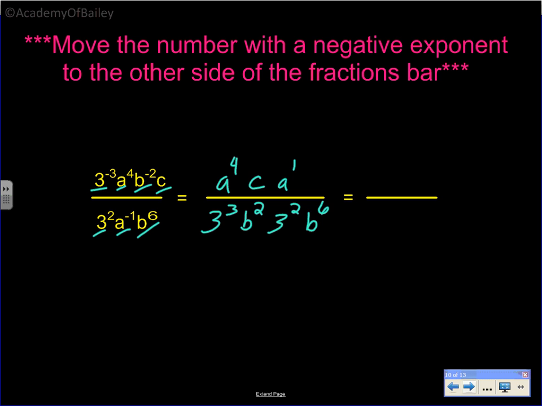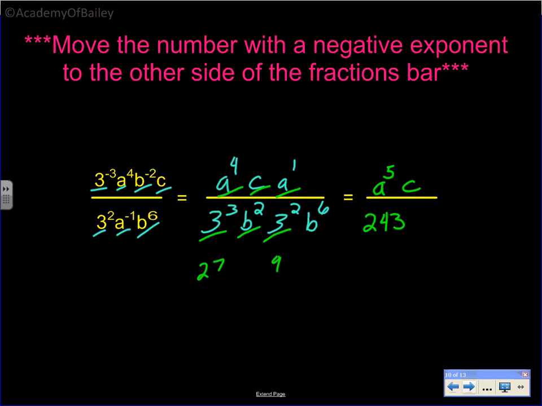Let's go ahead and put some things together. A to the 4th and a to the 1st. They have the same base, so you add the exponents. 4 plus 1 is 5. C is all by itself, so it just stays C. On the bottom, you have 3 cubed, 3 squared. 3 squared is 9, 3 cubed is 27. So 9 times 27 is going to be 243.